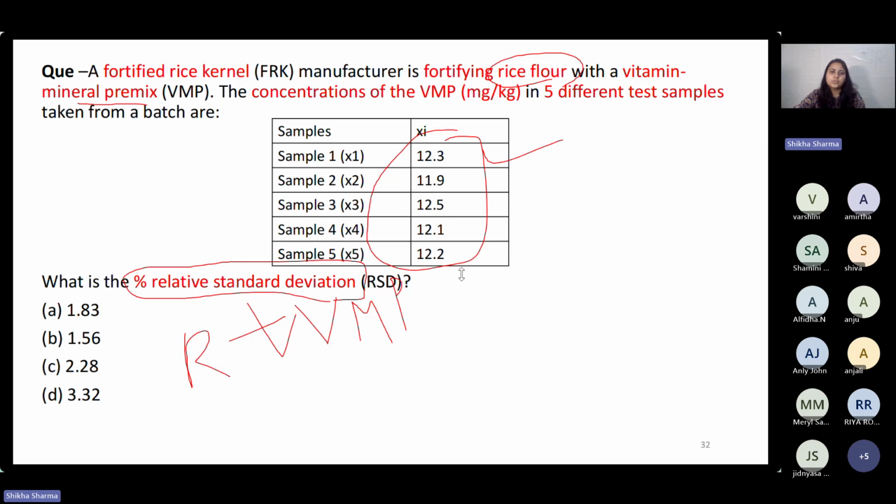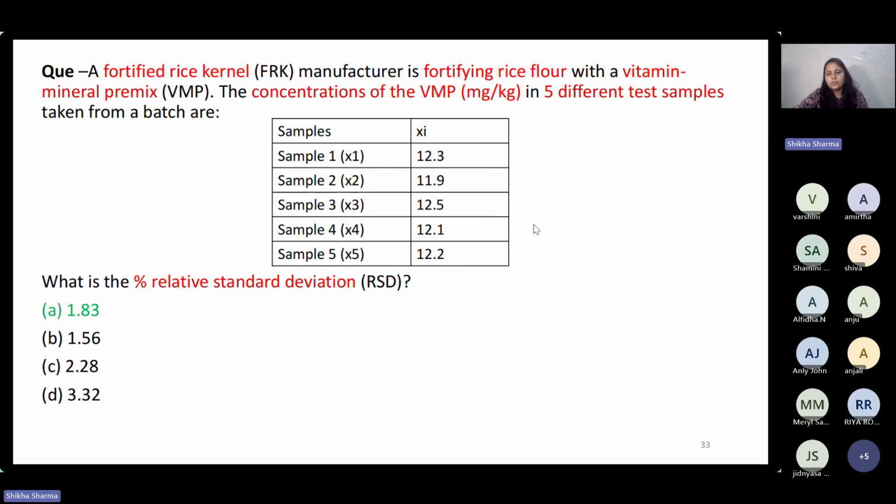Please solve all these questions with pen and paper with me while I am solving this question. You also please try to solve. Shiva is saying A, 1.83. Jitnyasa also says A, 1.83. Okay, so they both are correct.